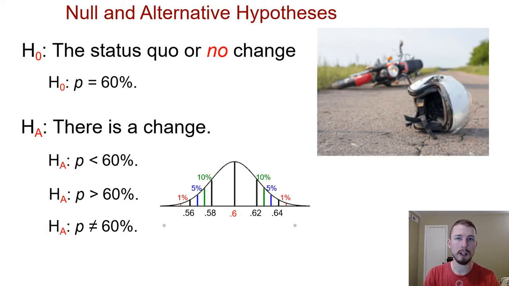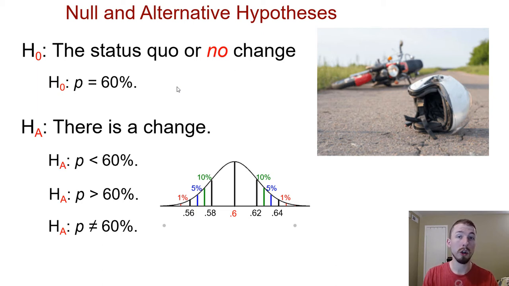So now that we've decided how we're going to gather our data, we need to write our null and our alternative hypotheses. If you remember, our null hypothesis is based on the belief that there's no change. That's the status quo. So in this case, we're going to assume that it has not changed and that the rate of motorcycle riders wearing helmets is still 60%, and that the law didn't change the rate or the perception of the importance of wearing a helmet.